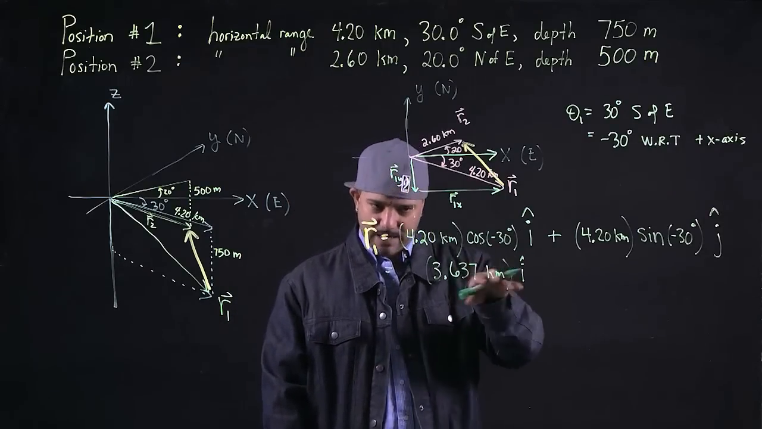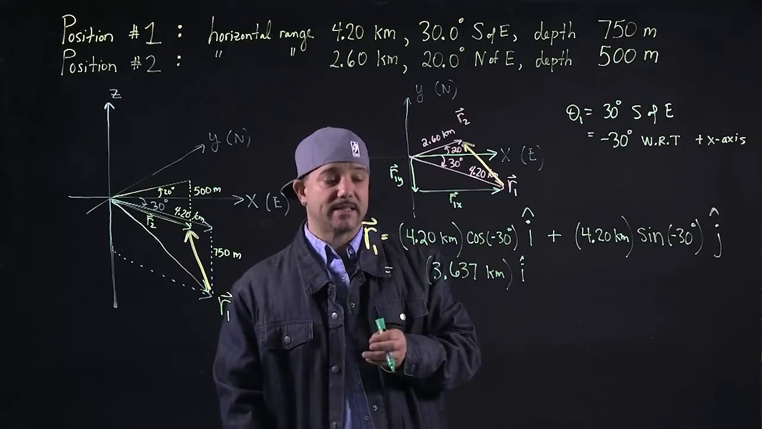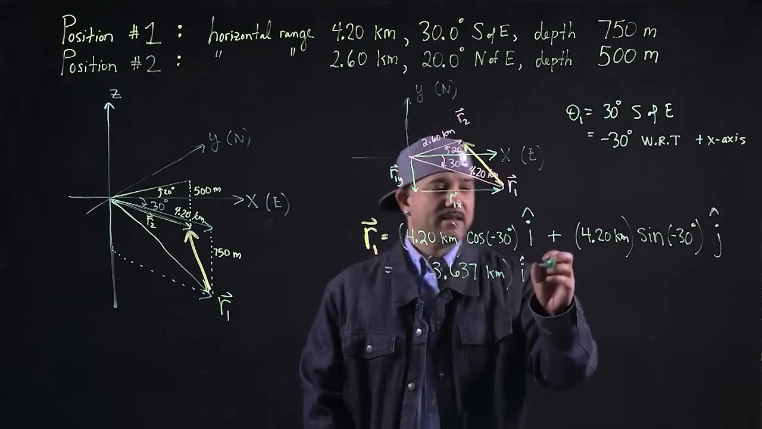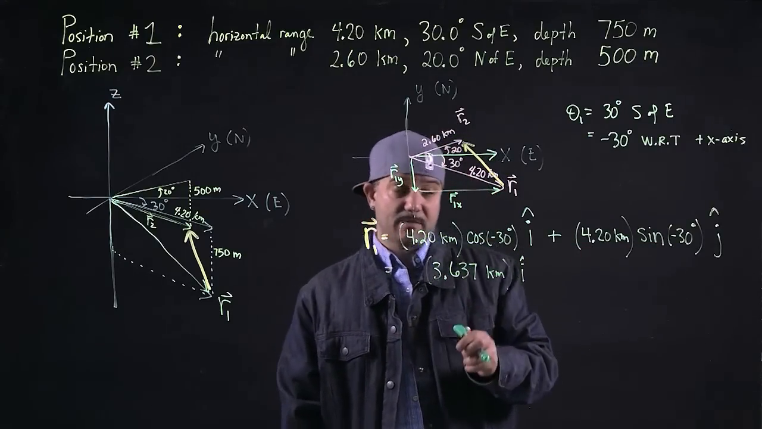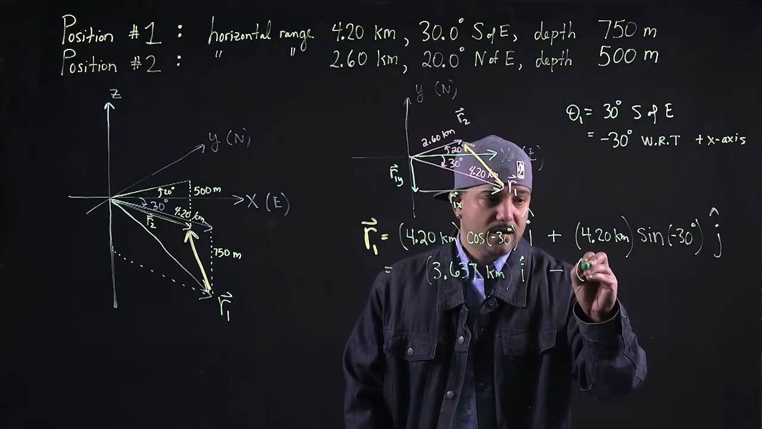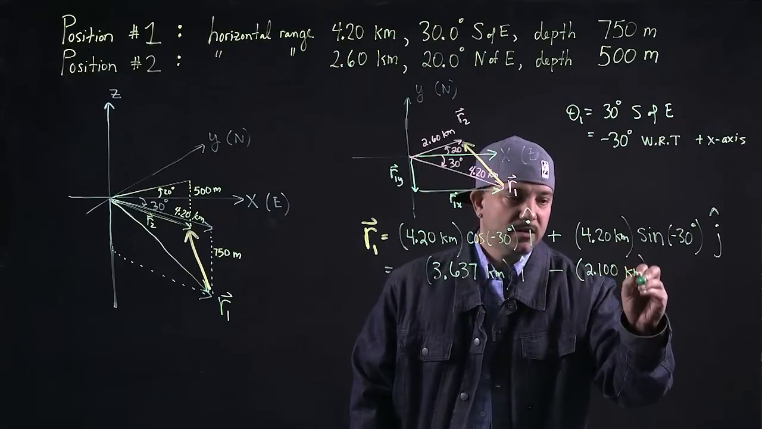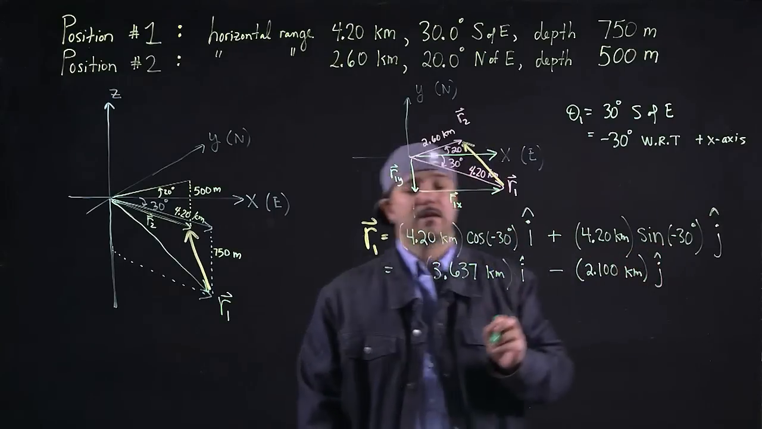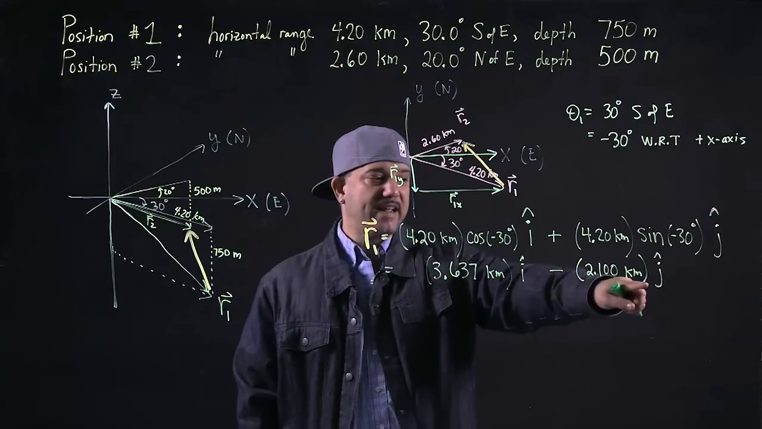I'm going to keep an extra digit of significant figures. Usually when you're doing intermediate calculations, you want to have a little bit extra in terms of the decimal places, and you round off in the end. And if you do sine of negative 30 degrees, that's going to come out to be a negative number, and this is going to be negative 2.100 kilometers j hat. And that makes sense because we have a positive x value and a negative y value.